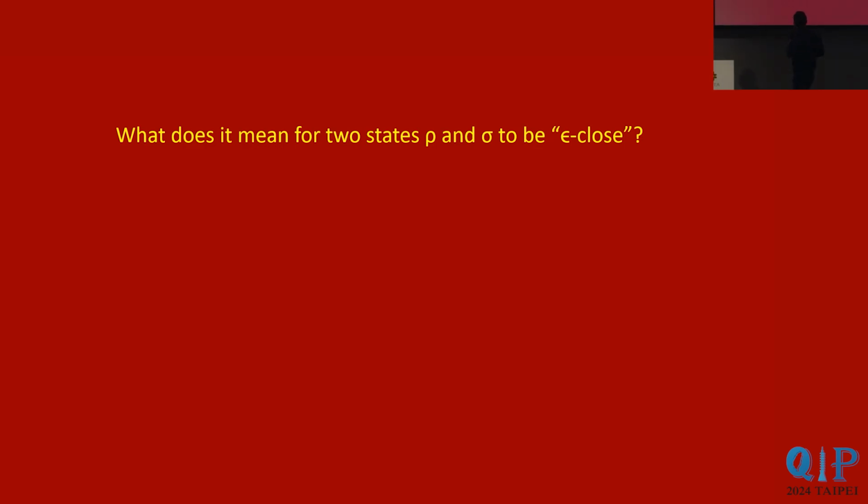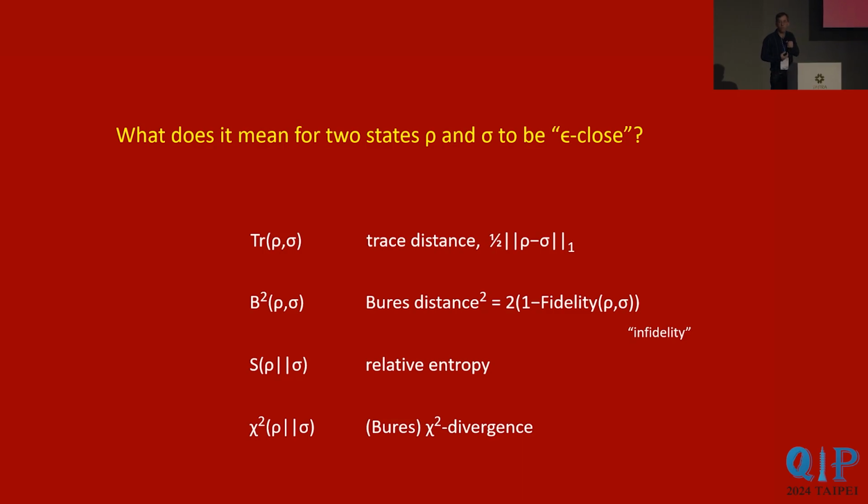So there's several possibilities. Here are 4 notions of what it could mean for states to be close, or 4 notions of the distance between two states. The first 2 are probably the most common. The first one is the trace distance, which is basically the L1 distance between rho and sigma. The second one, it's a funny notation, but it's basically the infidelity, 1 minus the fidelity between rho and sigma. This is sometimes called the square of the Bures distance.